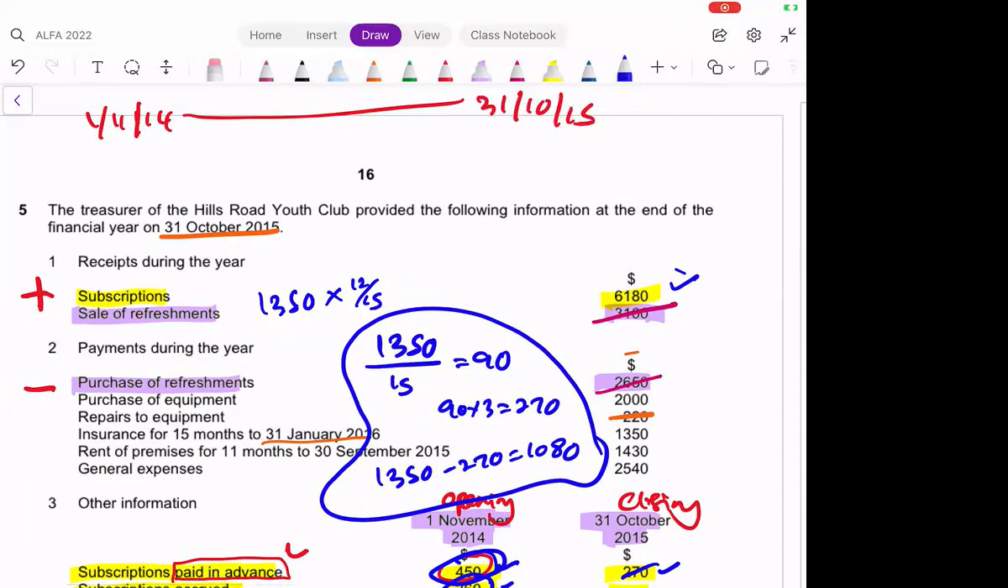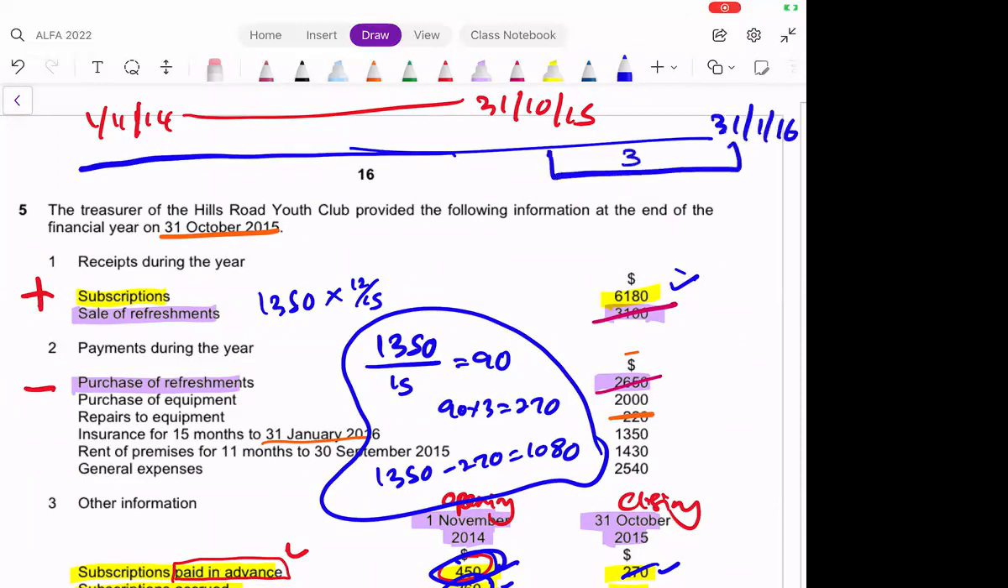But this insurance that you paid is for 15 months, until 31st January 2016. You paid extra 3 months. But I'm doing accounts for these 12 months, so I will include only these 12 months of insurance. That's why I divide by 15 to get how much 1 month is, and then times 12. So I get how much for these 12 months for this year.